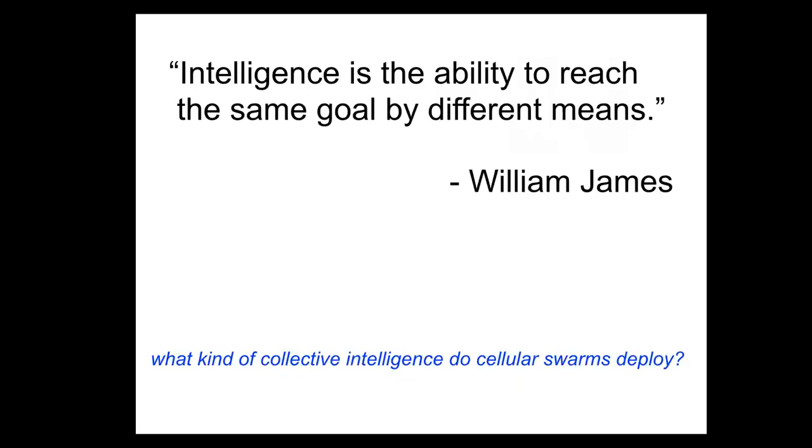Now, I keep using this word intelligence. What do I mean by that? Well, I mean William James's definition, which is quite interesting. He said intelligence is the ability to reach the same goal by different means. So what he's focusing on is problem solving. It's quite agnostic about the problem space. He doesn't say what kind of brain you have or whether you are evolved or engineered. He's trying to pull out what is central to all intelligent systems, no matter what their composition or their provenance.